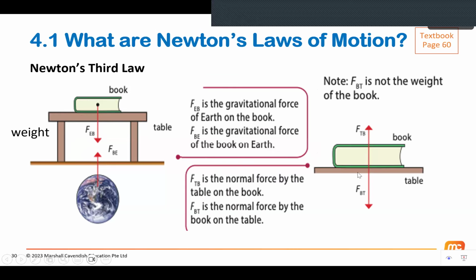Next, let's take a look at this contact force. So this book is on the table. There will be a contact force. As long as anything is touching a surface, there's a contact force. The contact force is 90 degrees to the surface, upwards. This contact force is caused by the table on the book. Then the reaction pair will be the book on the table. It's again a contact force, but by the book on the table. So this force is acting on the table, and they are of equal magnitude.